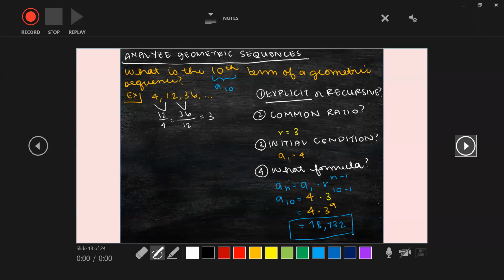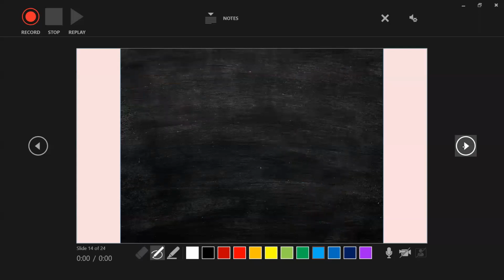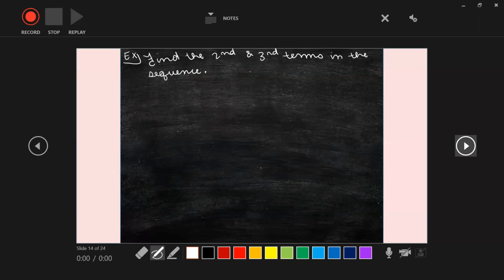We'll do another example. I'm just trying to go through different directions that you'll probably see. This one is asking you to find the second and third terms in the sequence. You're going to have 2, there's a blank, there's another blank, and there is negative 54, and then the sequence continues.